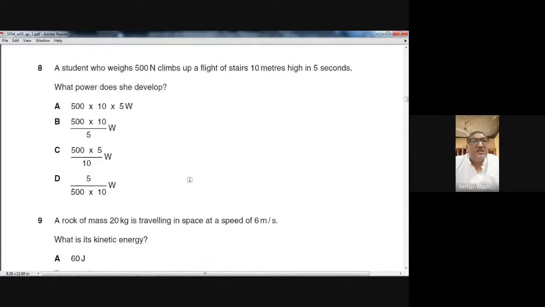Question number 8. A student who weighs 500 Newton climbs up a flight of stairs 10 meters high in 5 seconds. What power does he develop? The formula of power is equal to work divided by time. In this case, the work will be weight multiplied by the vertical height gained, divided by time. The weight is 500 Newton and the vertical height gained is 10 meters. That will be the work done, 500 multiplied by 10, and you divide it by the 5 seconds. That will be the power. So clearly, question number 8, B is the right option, sir.